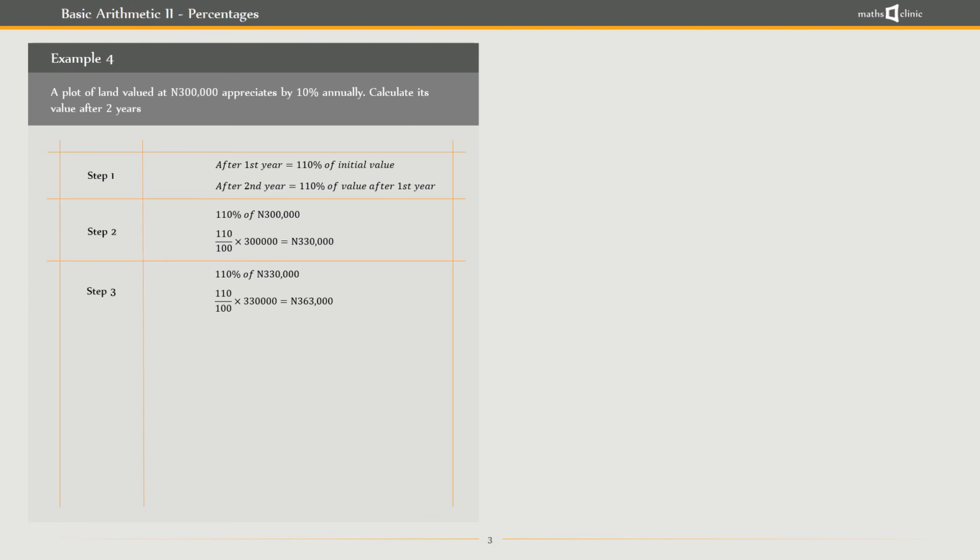So very important, when you're given a question like this, you need to calculate the initial value, calculate the value after the first year, and then for the second year, find the percentage of the value you got from the first year. You could have a third year and you just keep doing the same. That is how you'd end up at your correct answer.